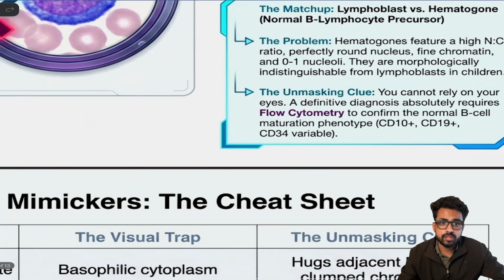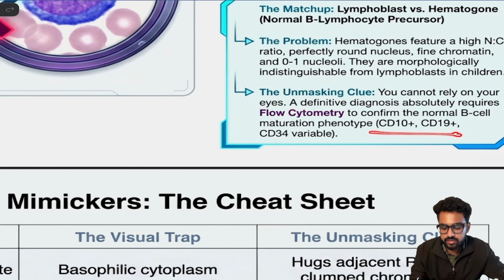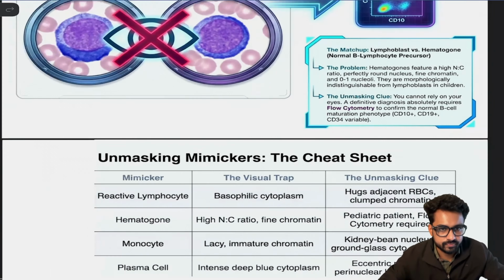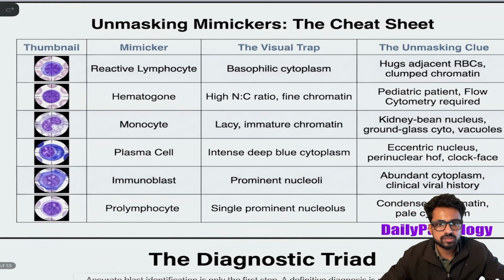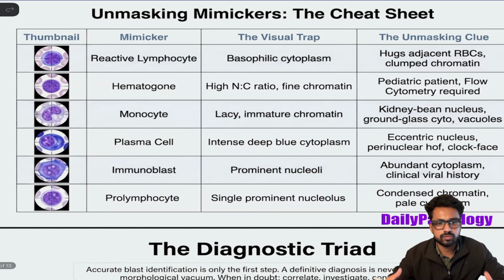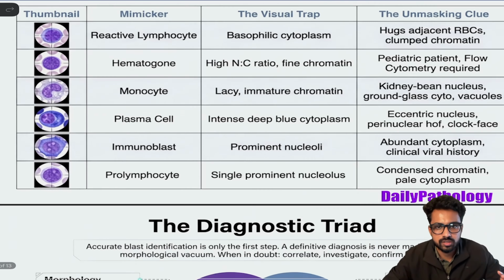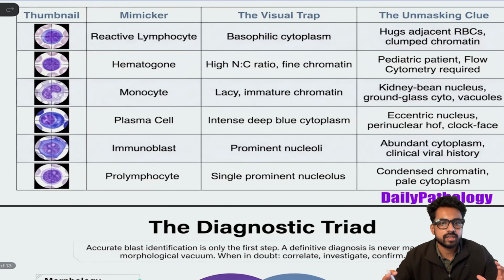In flow cytometry, to confirm the normal B cell maturation phenotype, you will need CD10 positive, CD19 positive, and CD34 variable. So this is the cheat sheet which we discussed earlier. In short, you should take a screenshot of this and remember this. This will help you to differentiate mimickers from the blast.